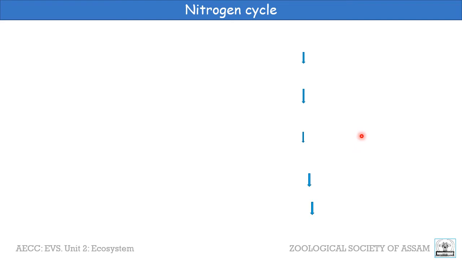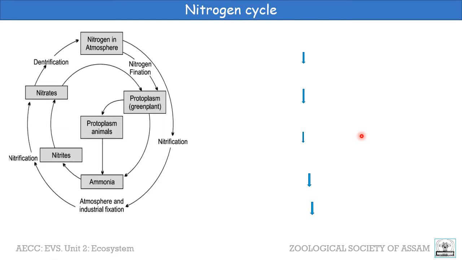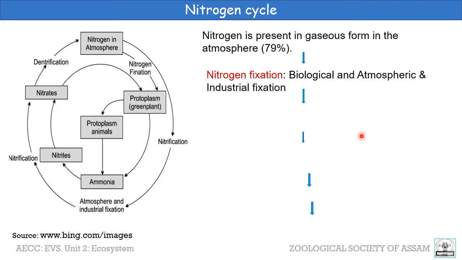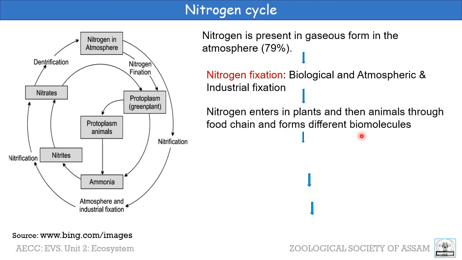Nitrogen cycle. I will briefly discuss the nitrogen cycle. Nitrogen is present in the atmosphere in gaseous form. The atmospheric nitrogen is fixed by different processes called biological fixation and atmospheric and industrial fixation. The atmospheric nitrogen fixed by some biological organisms like bacteria and blue-green algae is called biological nitrogen fixation. Some symbiotic bacteria like rhizobium and some free-living bacteria like azotobacter, clostridium, etc. can fix atmospheric nitrogen.